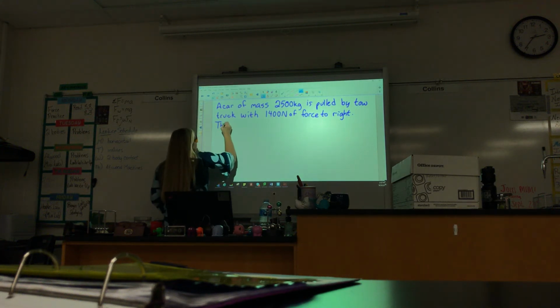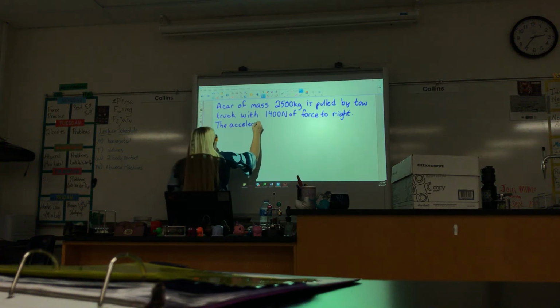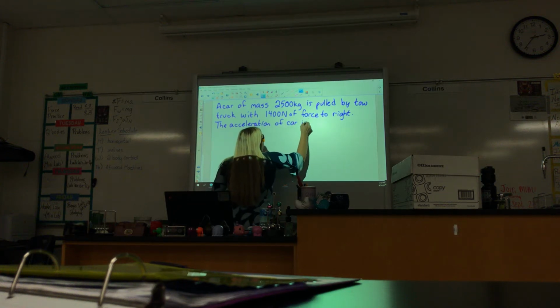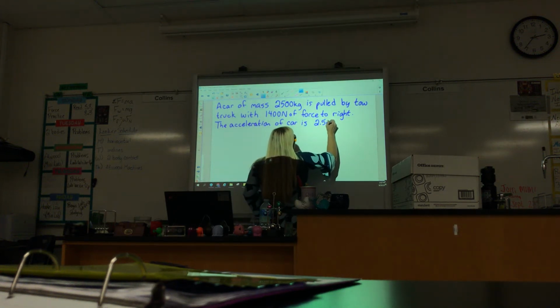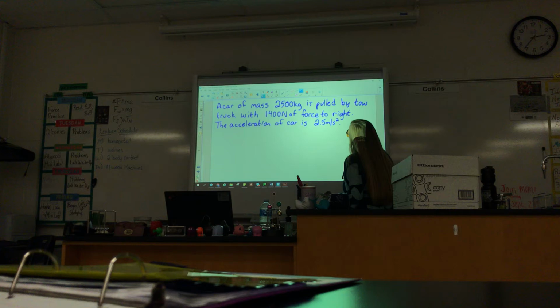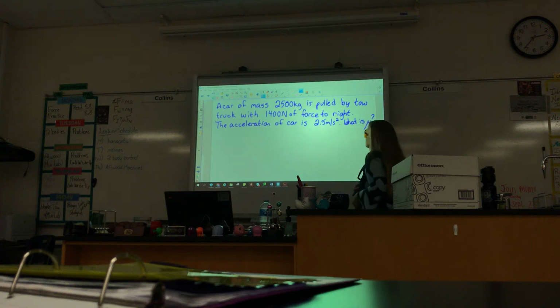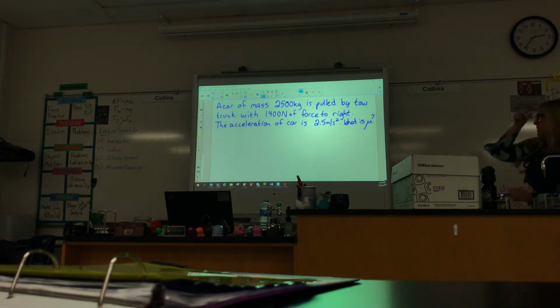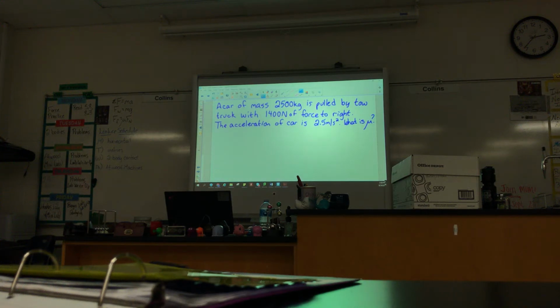The acceleration of the car is 2.5 meters per second squared. What is mu? All right, as you're looking at that, I gotta think through to make sure I gave you all the information you need. Should be good. Same process as before. Step 1, free body diagram.